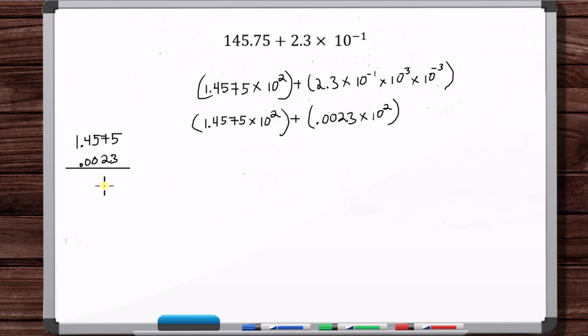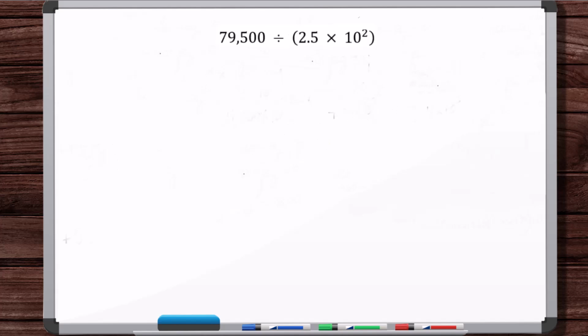So we've got 1.4598, and then this stays the same. Okay? And if for some reason we got a number that's not between 1 and 10 here, well, then we change it to have the correct scientific notation form. But here, it's already in the correct form. So that's our answer. All right, so what about multiplication or division?